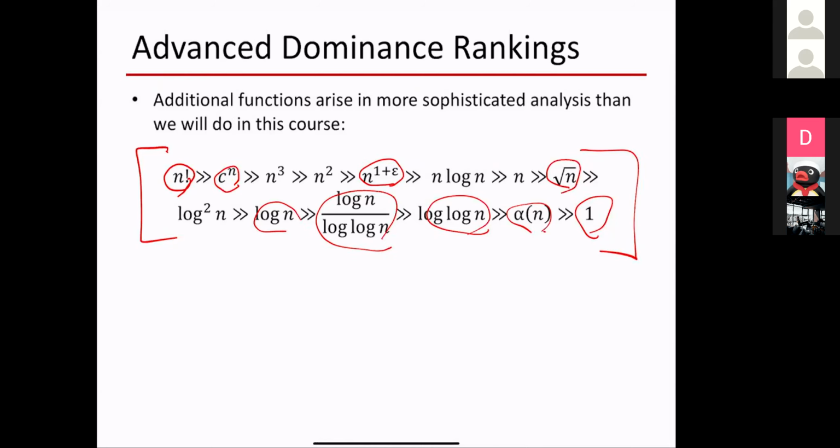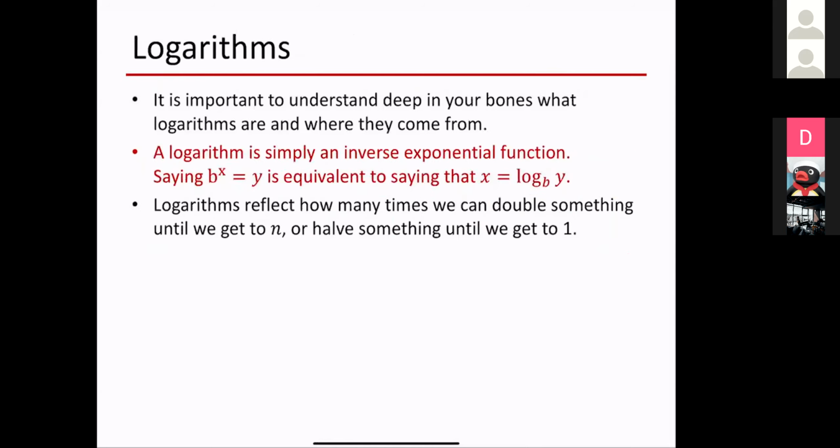Okay. All right, so logarithm, what is logarithm? Logarithm is about halving it, and exponential is doubling it. It is important to understand deep in your bones what logarithms are and where they come from. A logarithm is simply the inverse of the exponential function, saying b to the x equal to y is equivalent to x is log base b of y. Logarithm reflects how many times we can double something until we get to n, or halve something until we get to 1. So remember, doubling and halving it.